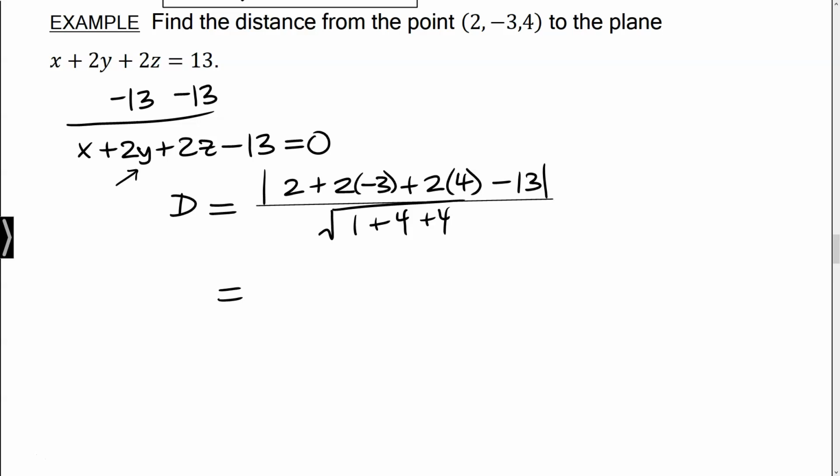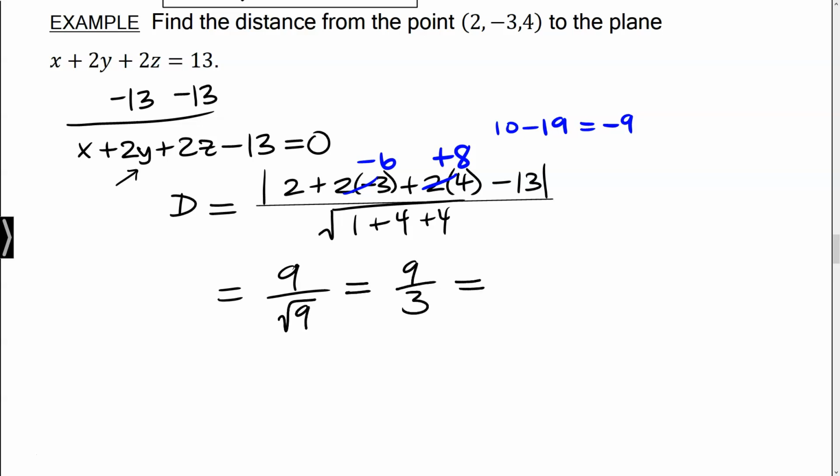Okay, so on top here we've got 2, that's negative 6 plus 8, so what does that make? 10. Subtract 13. Okay, so we would get negative 3 inside there, but it's an absolute value, so positive 3. And then on the bottom, of course, square root 9. Okay, so it's 3 over 3... Very nice. We're just about there. We got a couple more cases to go, a few more.